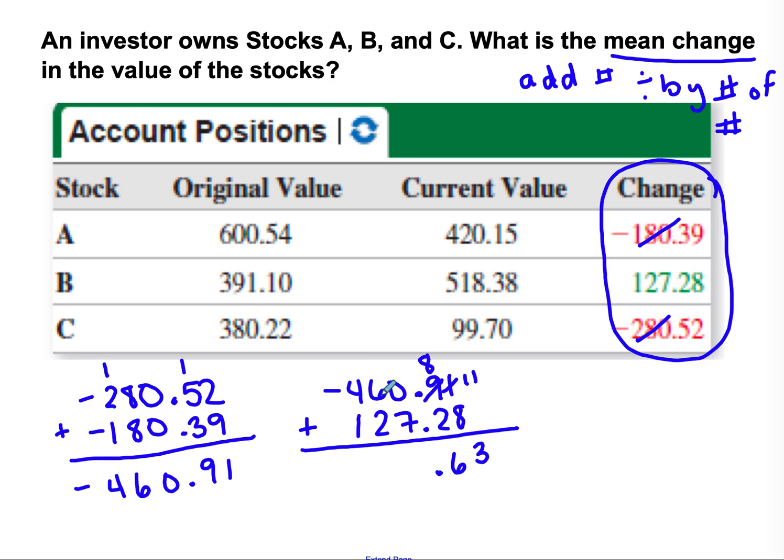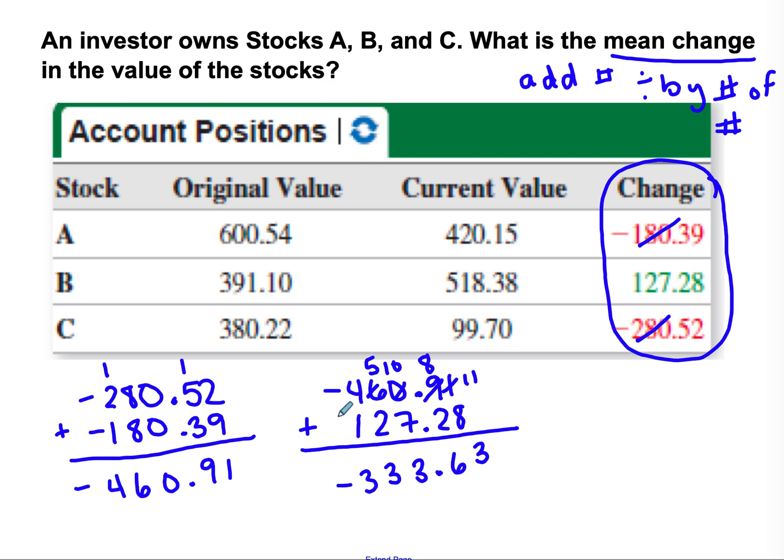0 minus 7 takes us into the negative. So we're going to borrow 1 from here. That 6 becomes a 5, and that 0 becomes a 10. 10 minus 7 is 3. 5 minus 2 is 3. 4 minus 1 is 3. More negatives, answer is negative.